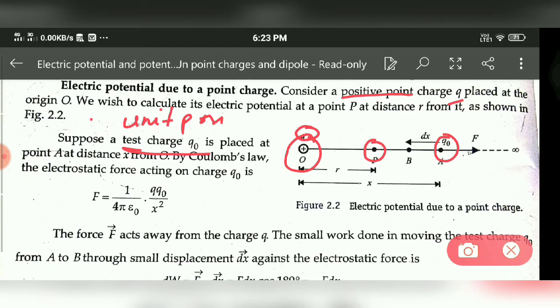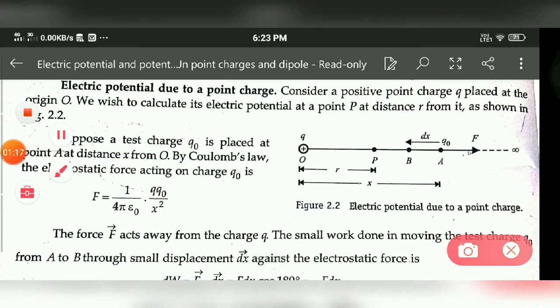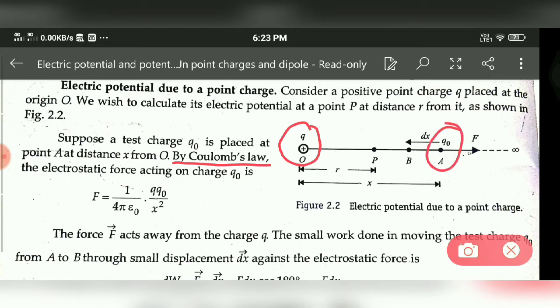The unit positive test charge Q naught is placed at point A, at a distance x from the origin O, where charge Q is placed. Now, by Coulomb's law, the magnitude of the force between charge Q and Q naught is 1 by 4 pi epsilon naught Q1 Q2 by distance squared, where x is the distance between the two.